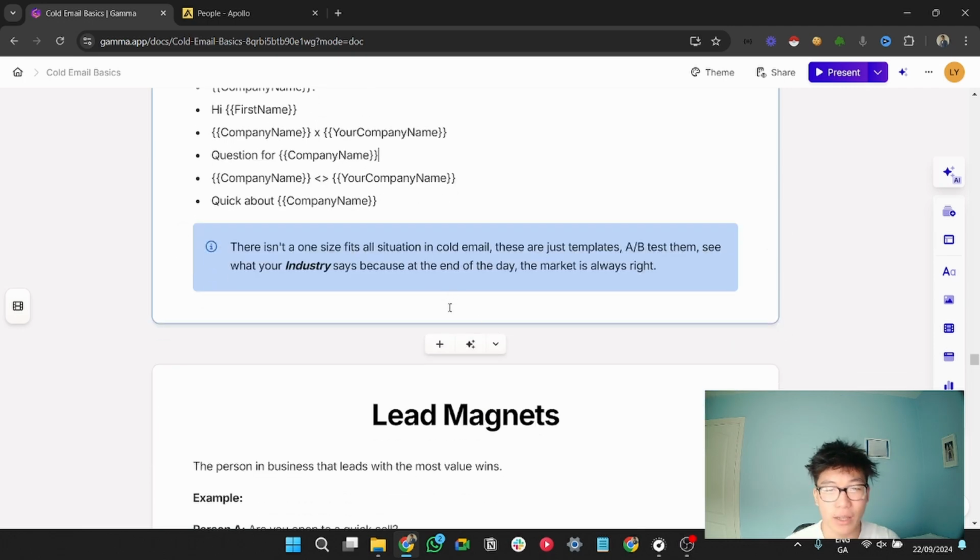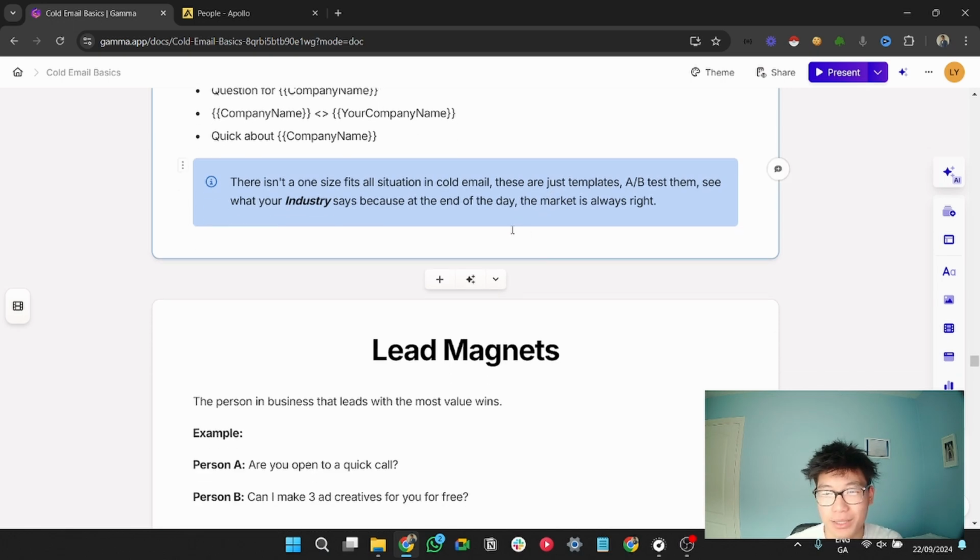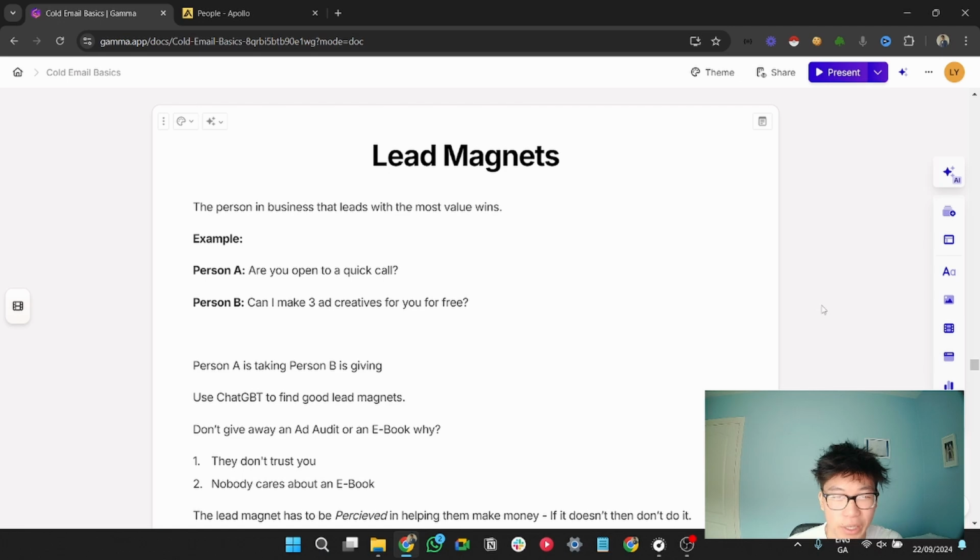This isn't a one size fits all in cold email. These are just templates. A/B test them, see what your industry says. Because at the end of the day, the market is always right. And that is probably the truest business lesson I've ever learned. The market is always right.